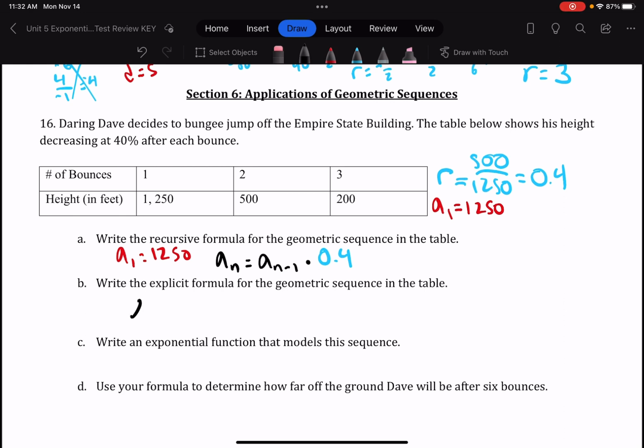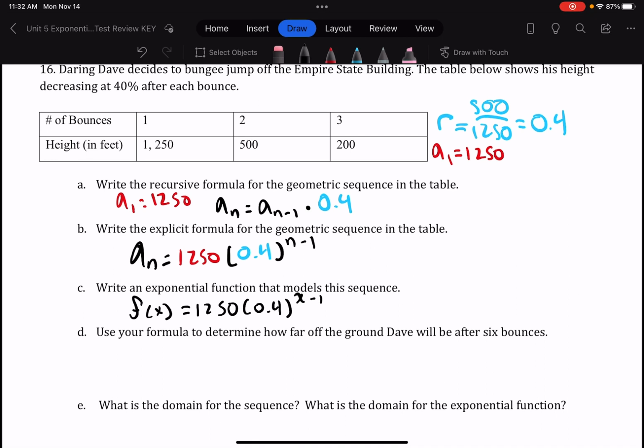Then it asked me to write the explicit formula. That's just going to be a sub n is equal to my initial value of 1,250 feet multiplied by my common ratio of 0.4. I'm going to raise that to the n minus 1 power. It then asked me to write an exponential function that models this sequence. So instead of a sub n, I'm going to have my function f of x is equal to 1,250 times 0.4, now raised to the x minus 1 power.